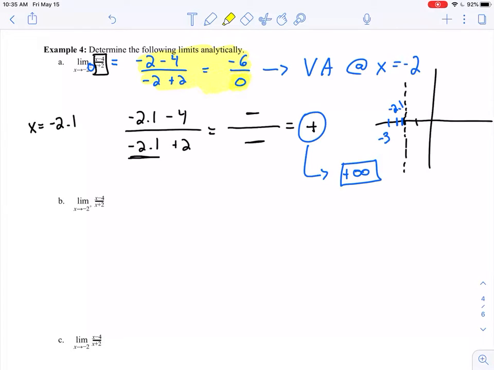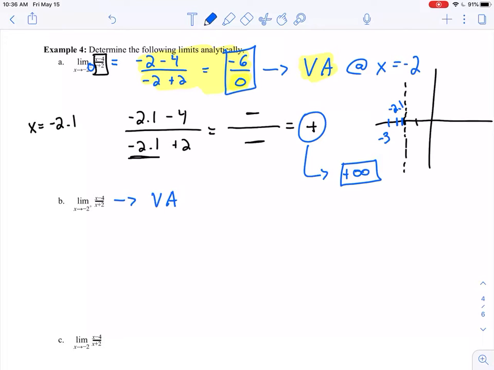One thing I'll note here is that this method only works if you have a vertical asymptote. If you do not have a vertical asymptote, none of these methods are going to work or make any sense here. So it's really, really important to show that you actually have a vertical asymptote before you jump into using this method. So anyway, I know that there's a vertical asymptote here.